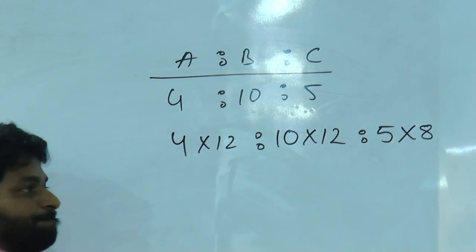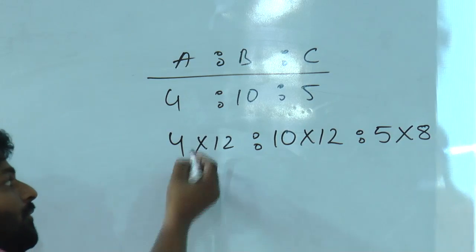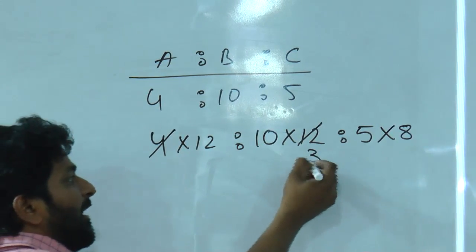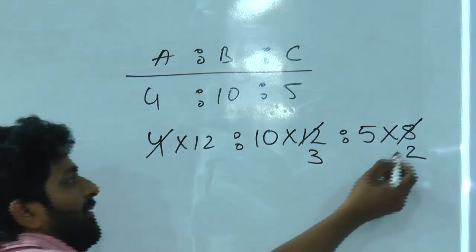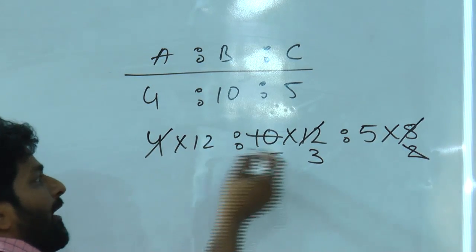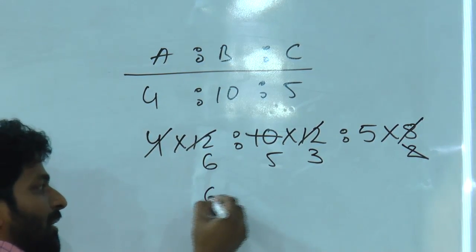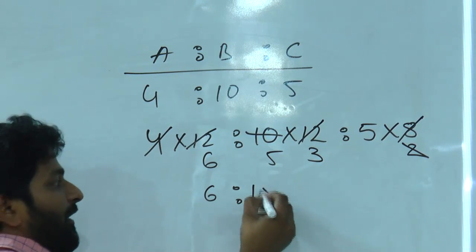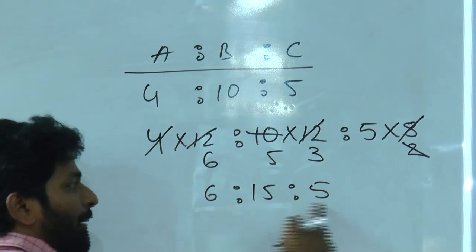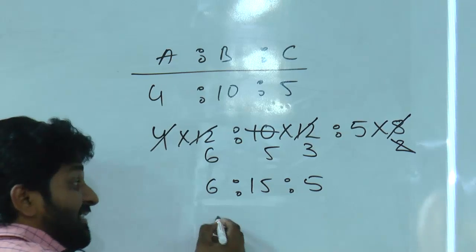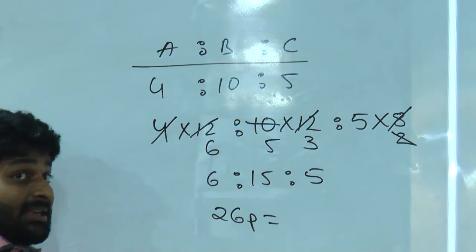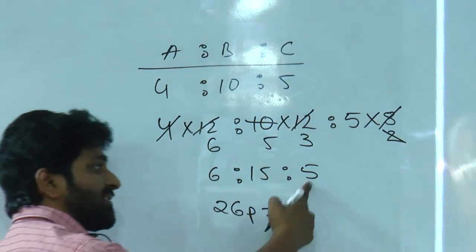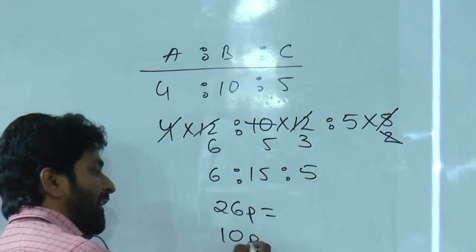Cancellation with 4, 3 times, 2 times. Again everywhere you have an even number, 2, 5, 6. So the final ratio becomes 6:20:10, that is, 3:10:5... Total how many parts? 26 parts. Total profit is 26 parts. The difference between B's and C's share is 10 parts. You need to calculate 10 parts.